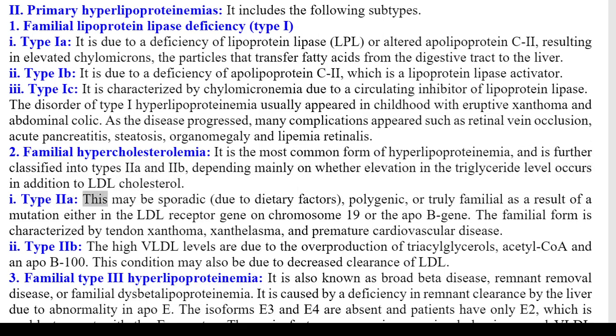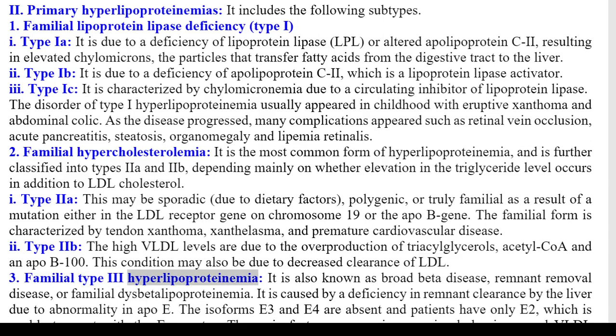Type IIa may be sporadic, due to dietary factors, polygenic, or truly familial as a result of a mutation either in the LDL receptor gene on chromosome 19 or the ApoB gene. The familial form is characterized by tendon xanthoma, xanthelasma, and premature cardiovascular disease. Type IIb: the high VLDL levels are due to the overproduction of triacylglycerols, acetyl-CoA, and ApoB-100. This condition may also be due to decreased clearance of LDL.